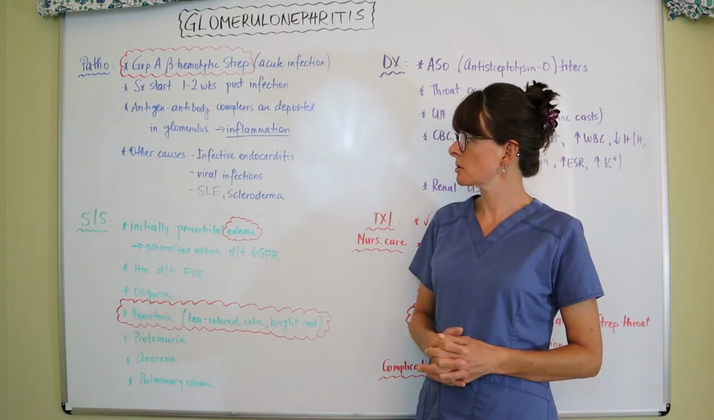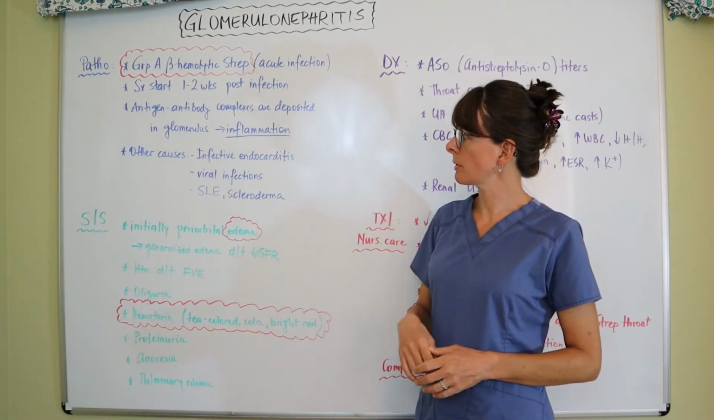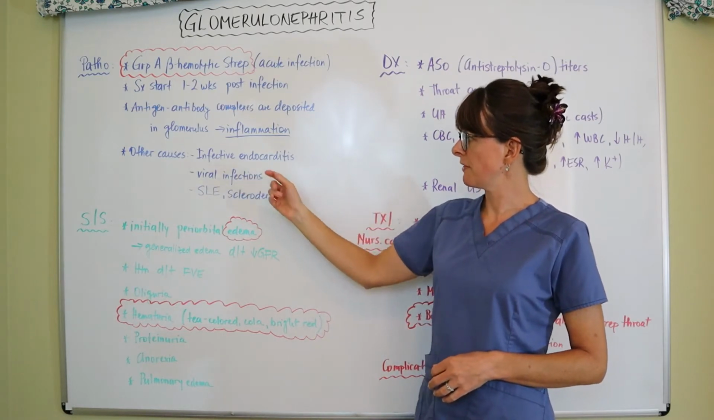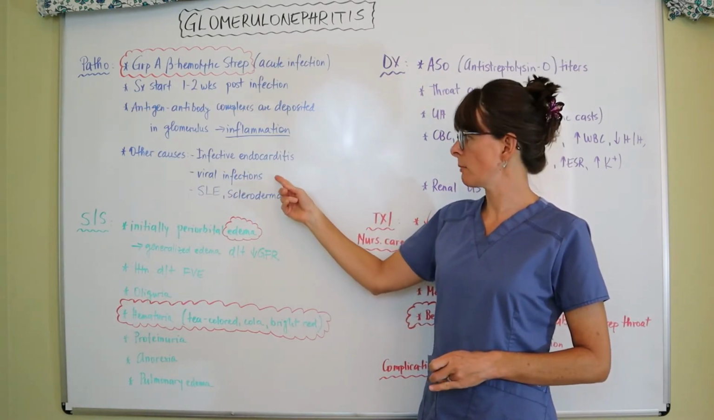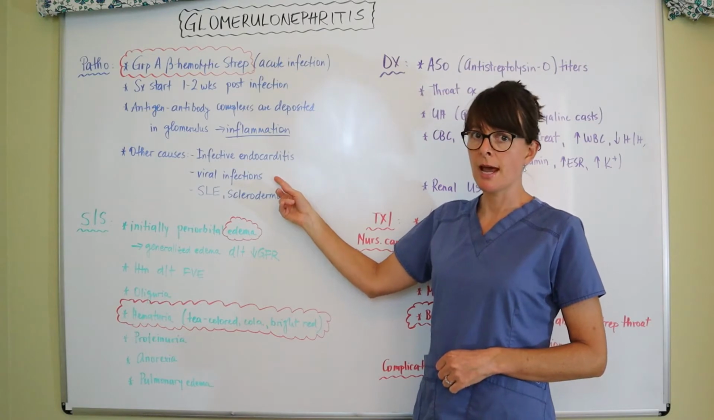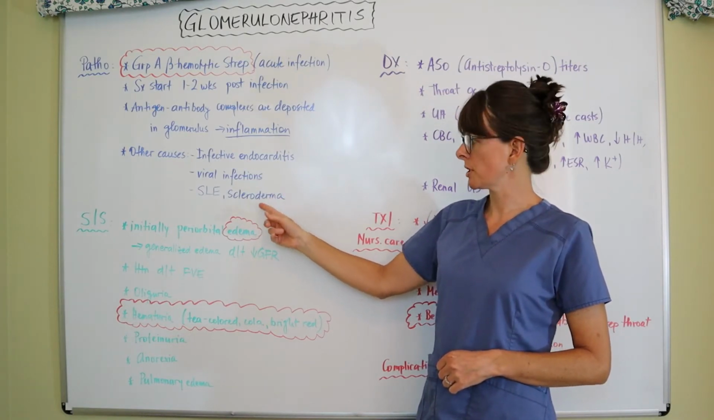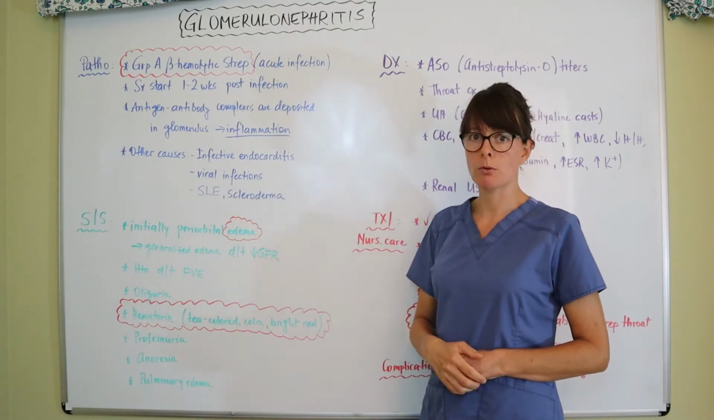Other conditions or causes that can cause glomerulonephritis are infective endocarditis, as well as a multitude of viral infections, and then autoimmune disorders such as lupus and scleroderma.